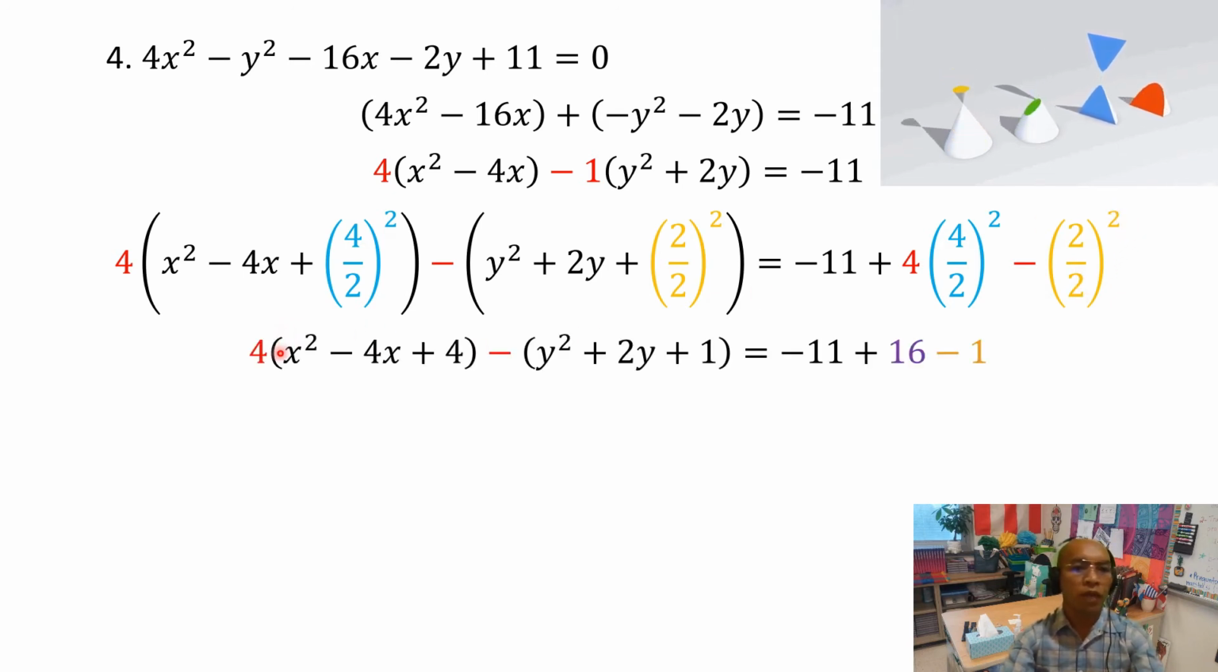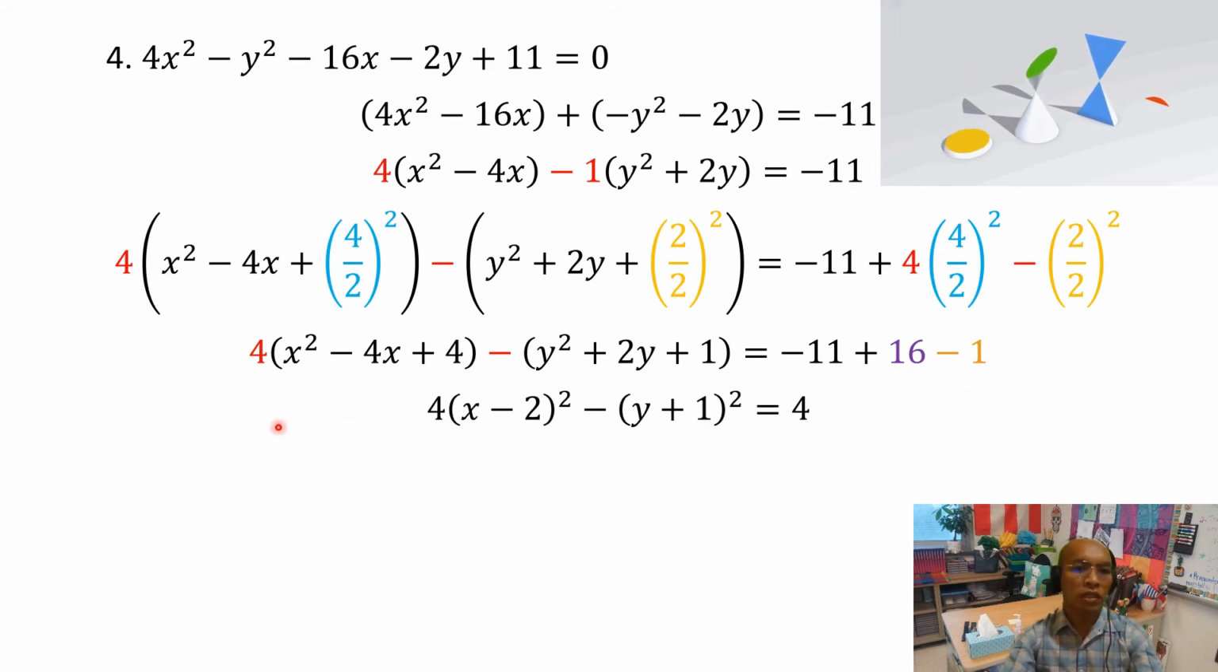Okay, further simplification. So we just copy 4. So x squared plus 4x. So negative 4 divided by 2 is 2. Quantity squared is 4. Okay, minus y squared plus 2y. So negative 2 divided by 2 is 1. So 1 quantity squared is 1. Okay, so copy negative 11. So this is 4 divided by 2 is 2. 2 squared is 4. And 4 times 4 is 16. And this is negative 1.